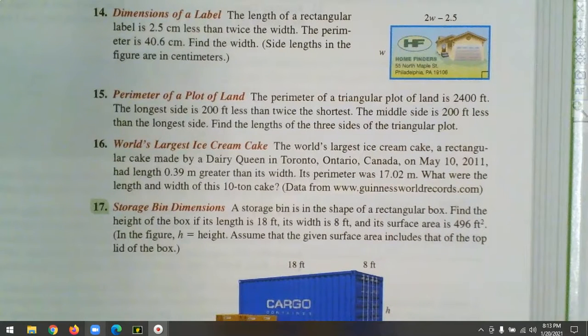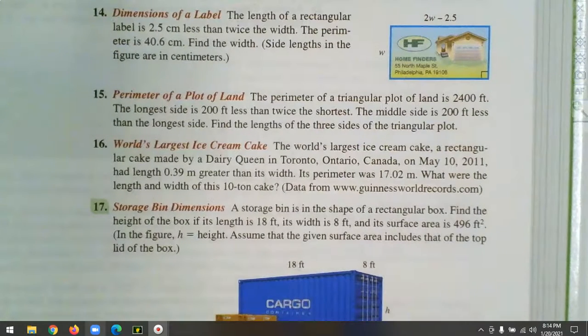Now, we can always look up formulas if we need them. But when we talk about perimeter, it doesn't matter what the figure is. Perimeter means you sum up all the sides. So we can look that formula up in the back cover, or we can just remember that perimeter, regardless of the figure, means you add up all the sides. So we're going to be looking at 15. And we're looking at a triangular plot of land.